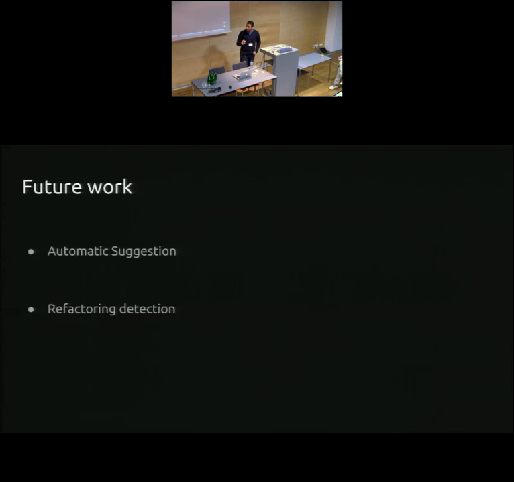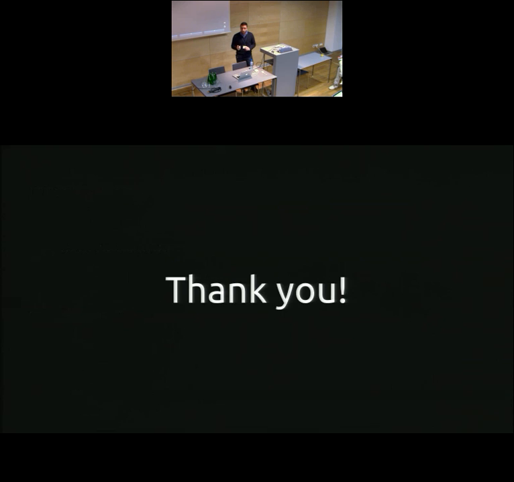In future work, we want to improve the automatic suggestion by adding different colors for the different types of refactoring operations detected. And we want to add refactoring detection. The refactoring detection basically detects when the user is manually doing a refactoring operation, and then the tool prompts the user if he wants us to finish it for him. Thank you.